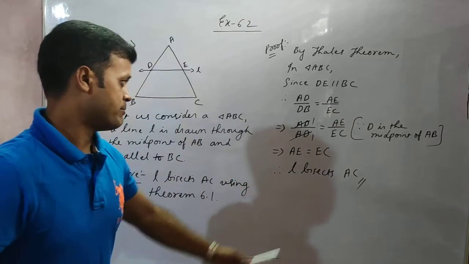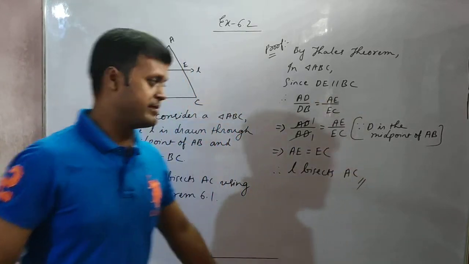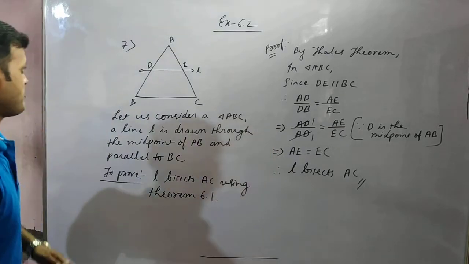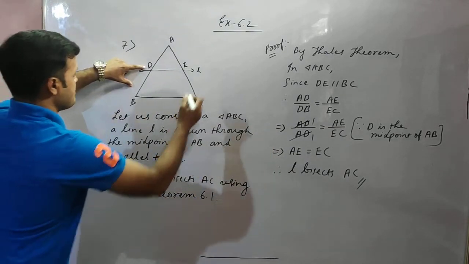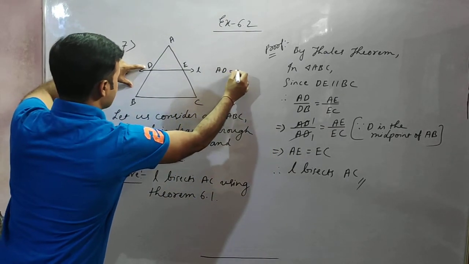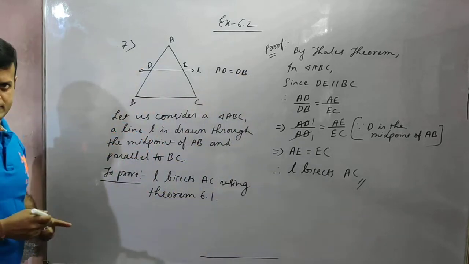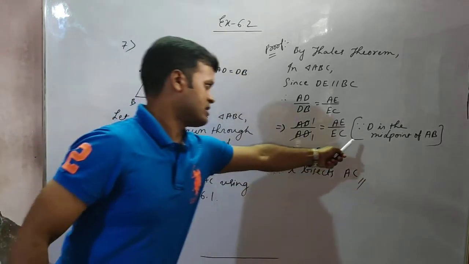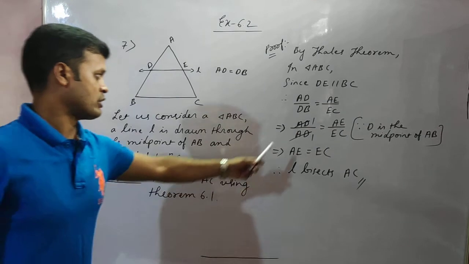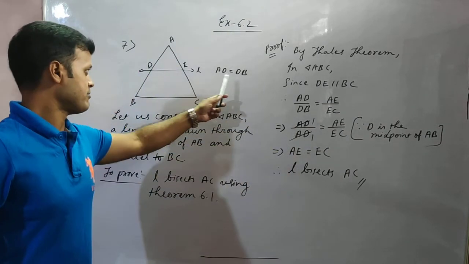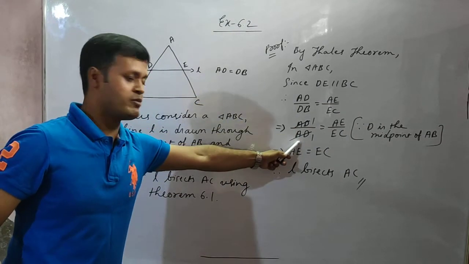Why can we write? Because D is the midpoint of AB. So since D is the midpoint of AB, that means AD is equal to DB. Isn't it? So in place of DB, I wrote AD. If DB and AD are equal, in place of DB we can write AD.